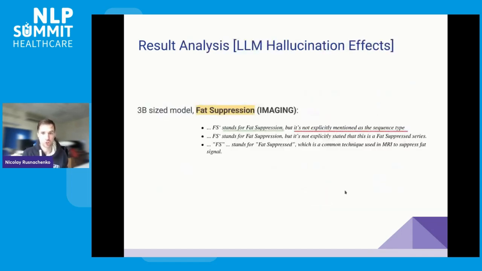If we take a look at the cases where large language models answer with related explanations, this is the point where you can notice the hallucination effects. So here's an example of the case where the 3 billion parameter model answered for the fat suppression. It is worth seeing that, on the one hand, it starts by understanding that the text mentions the fat suppression, such as FS, but at the same time, it starts to decline from the original decision by mentioning it is not explicitly mentioned as the sequence type.